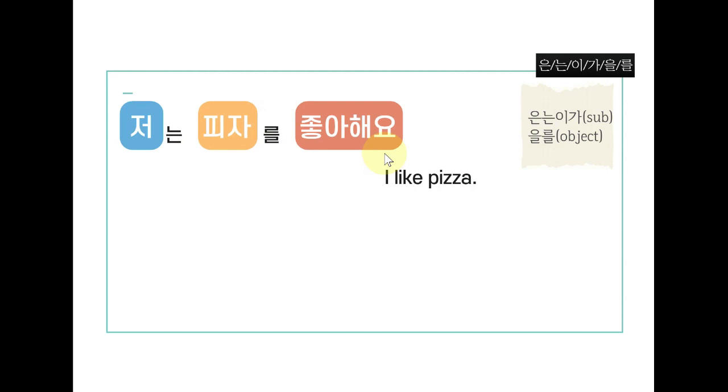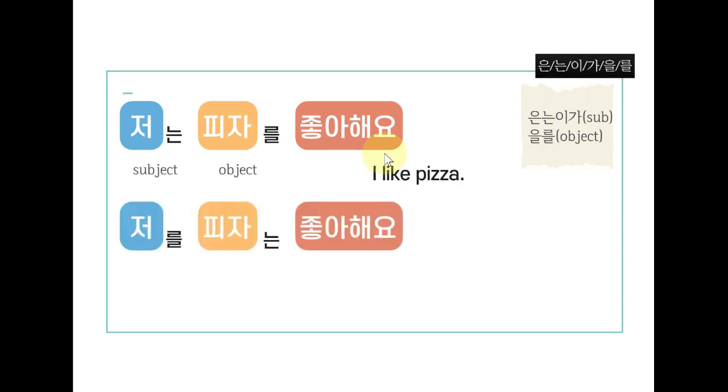But what if I mixed up? Like 저를 피자는 좋아해요. I use object marker for 저 and I use subject marker for pizza. Then the sentence meaning completely changes. Like pizza likes me. 저 becomes an object. Pizza becomes a subject.